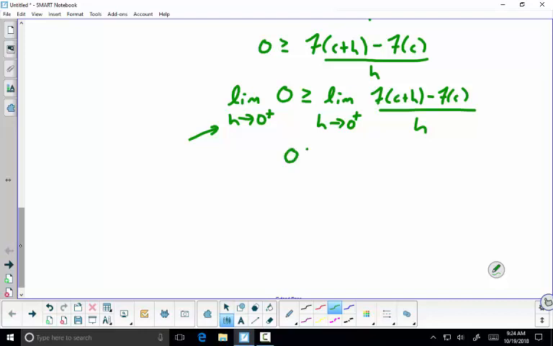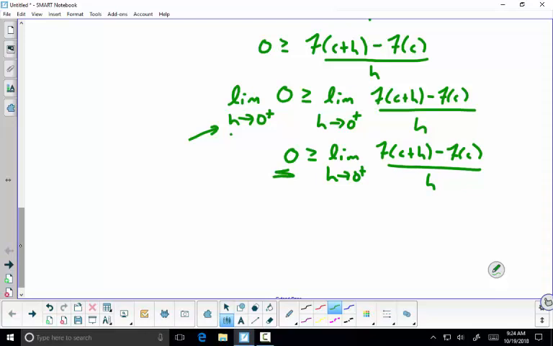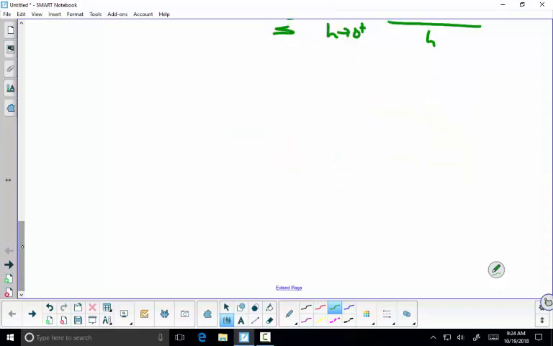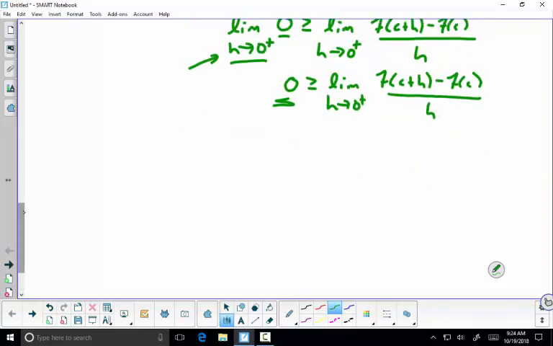So this gives us that 0 is greater than or equal to the limit as h approaches 0 from the right of f of c plus h minus f of c all over h. Why was this limit 0 here? Because we were taking the limit of a constant, and the limit of a constant is just that constant value. So let's look at what we've just said. We've just said that 0 is greater than or equal to f prime of c.